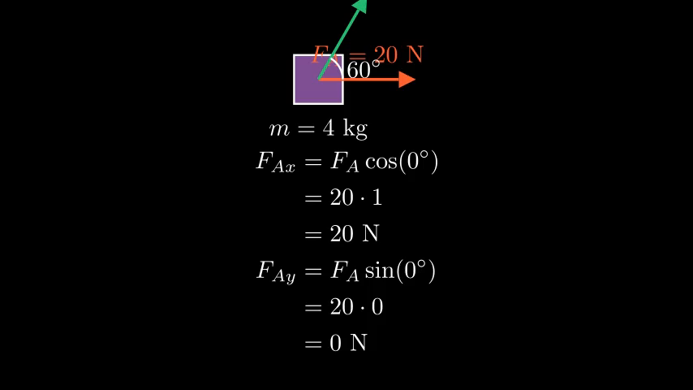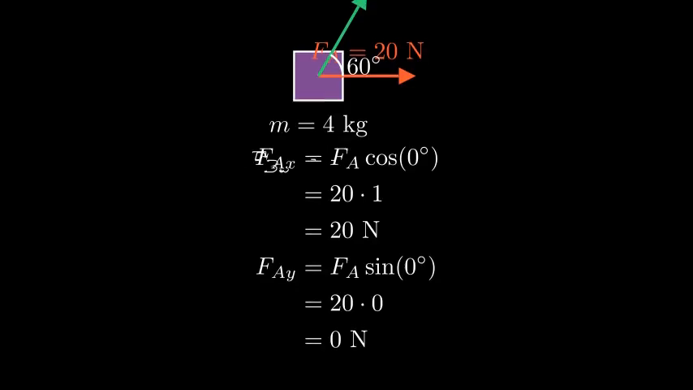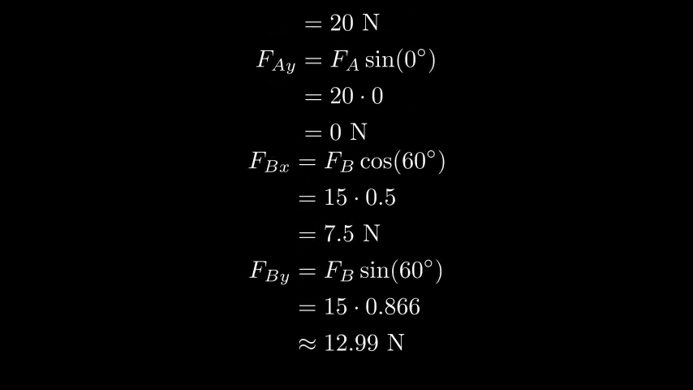For force A, which is at 0 degrees to the horizontal, the x component is 20 times cosine of 0, which equals 20 newtons. The y component is 20 times sine of 0, which equals 0 newtons. For force B at 60 degrees, the x component is 15 times cosine of 60 degrees, which equals 7.5 newtons. The y component is 15 times sine of 60 degrees, which approximately equals 12.99 newtons.